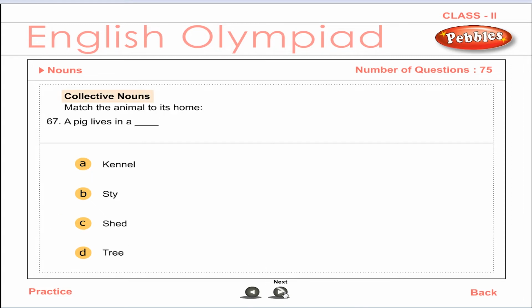Fantastic. Collective nouns. Match the animal to its home.